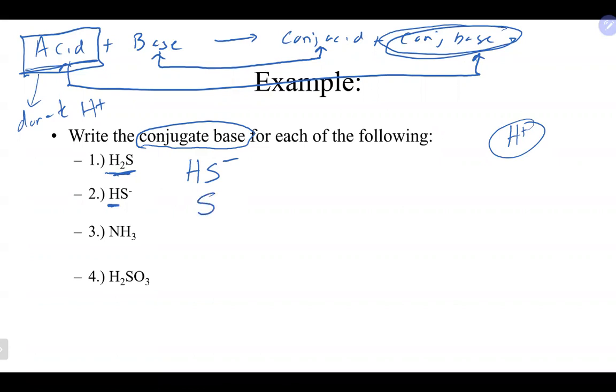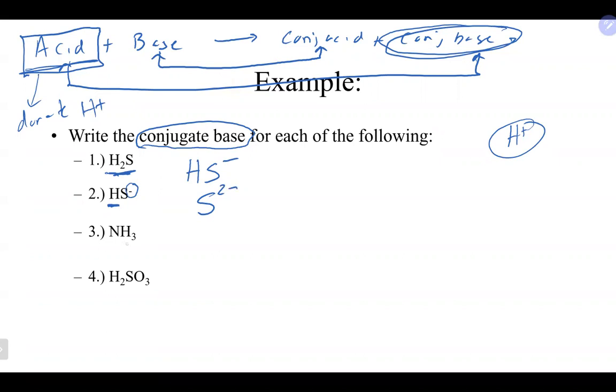Once again, we lose the plus, which means we're going to become one more negative. So we are already -1 here, so we will then become one more negative, which would be S2 minus. Any question on those two there?